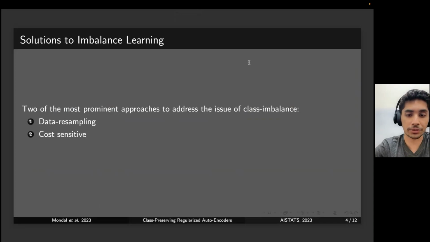The first one is that of data resampling, where we try to get rid of the imbalance in data either by undersampling or by oversampling. And the second category is that of cost sensitive methods, where we try to bias the gradients to take into account the minority class by reweighting the loss terms. This work in particular falls under the category of data resampling methods.